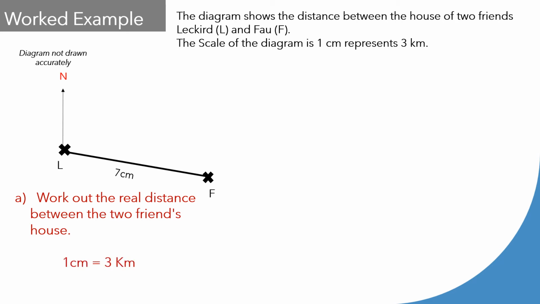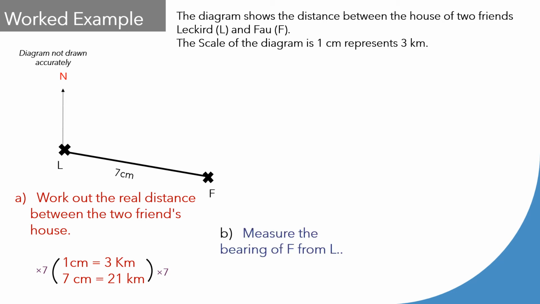is first write down the scale and then see that the distance given on this paper or in the diagram is 7 centimeters. Okay, so it means 1 times 7 is 7. So I'll not just times 7 one side but both sides. So 3 times 7 will be 21 kilometers. And this is how I'll find the real distance between Leckert and Pfau's house on the actual ground.